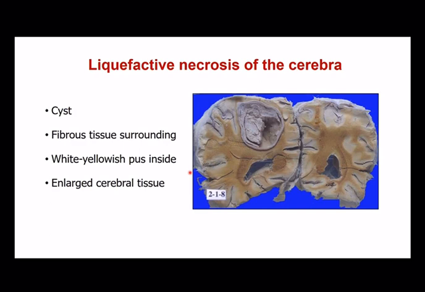This specimen is an abscess in the brain. On the cut surface, here is the lesion. It's a big cyst with fibrous tissue surrounding it, making the boundary between the lesion and the surrounding tissue very clear. The color of the tissue is whitish yellow because there is a lot of pus inside. The cerebral hemisphere on this side is enlarged compared to the normal side.